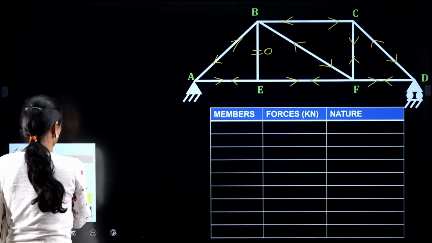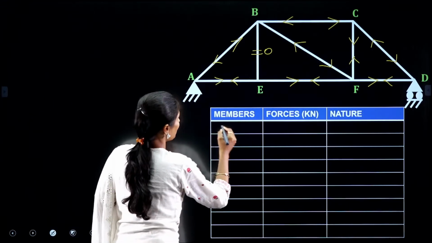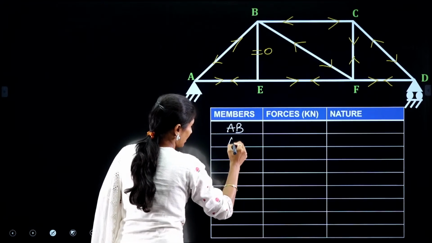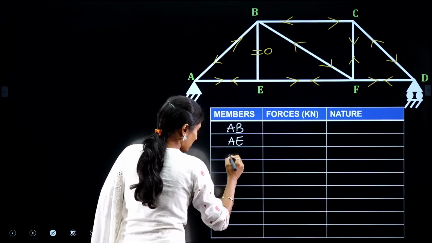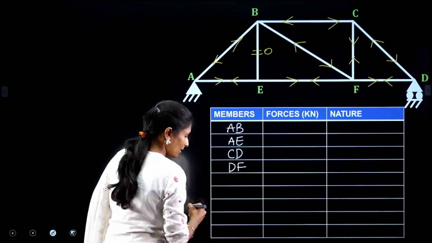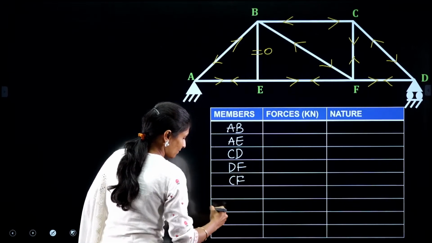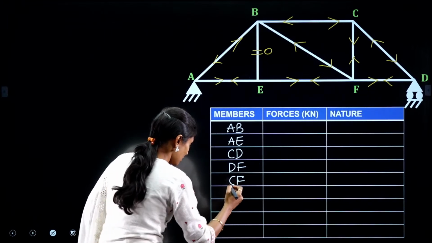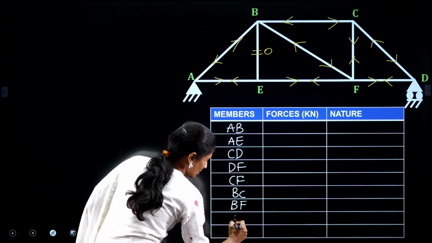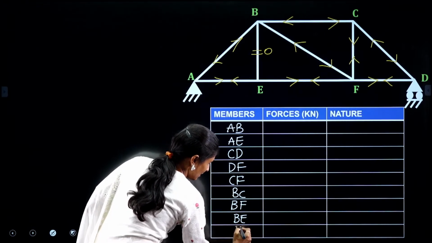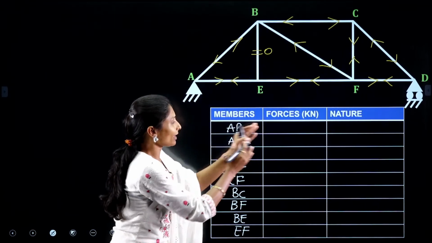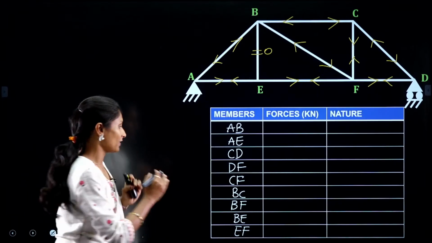First, write what are the available members. So, available members are AB, AE, CD, DF and CF, BC, BF, BE and EF. These are the available number of members, right? So now, what are the forces each and every member we got? We will write it here.